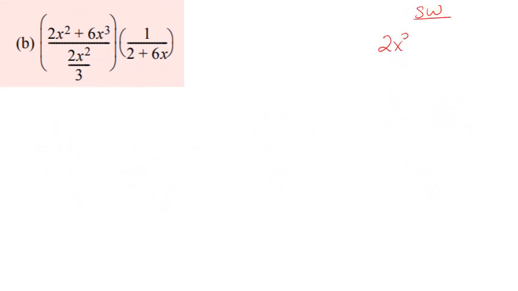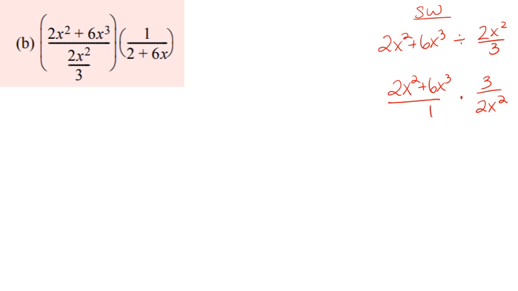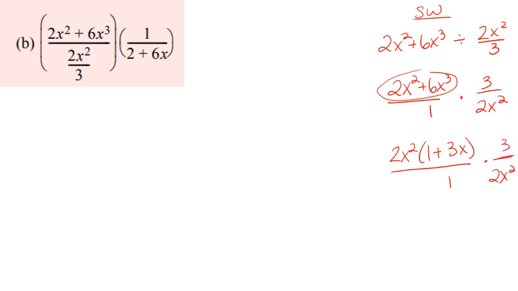I have 2x squared plus 6x cubed divided by 2x squared over 3. So this is going to be 2x squared plus 6x cubed over 1 times 3 over 2x squared. Now, this is why that previous lesson was taught. I need to factor out the GCF for this guy right here. So the GCF there is 2x squared, so that's going to be 1 plus 3x. Just double checking my work, yeah, okay. And the reason why we did that, I know it's a lot of work, we're going to divide out these 2x squareds.